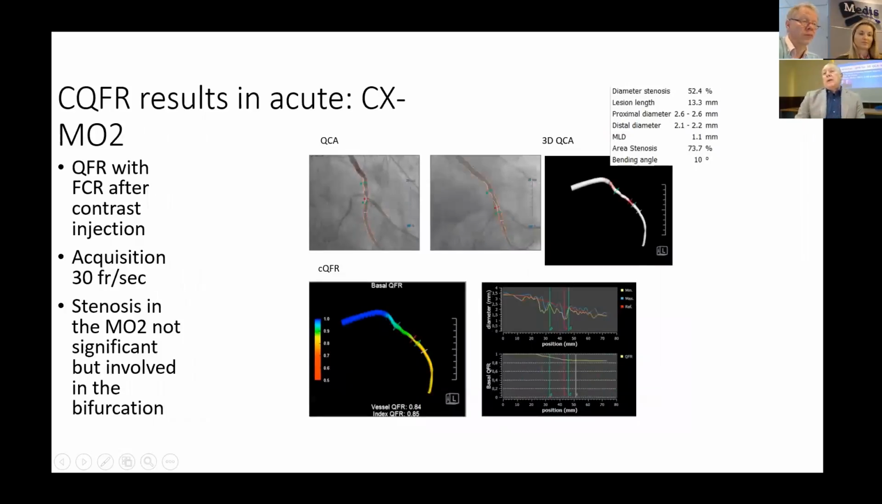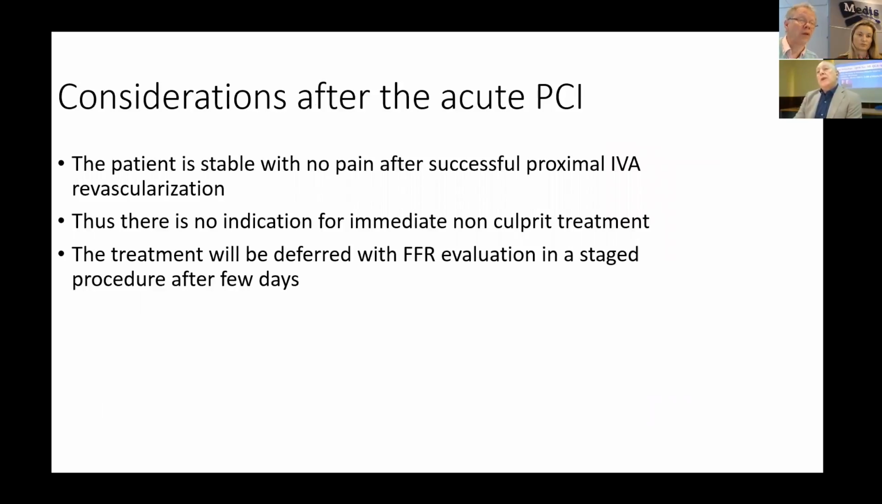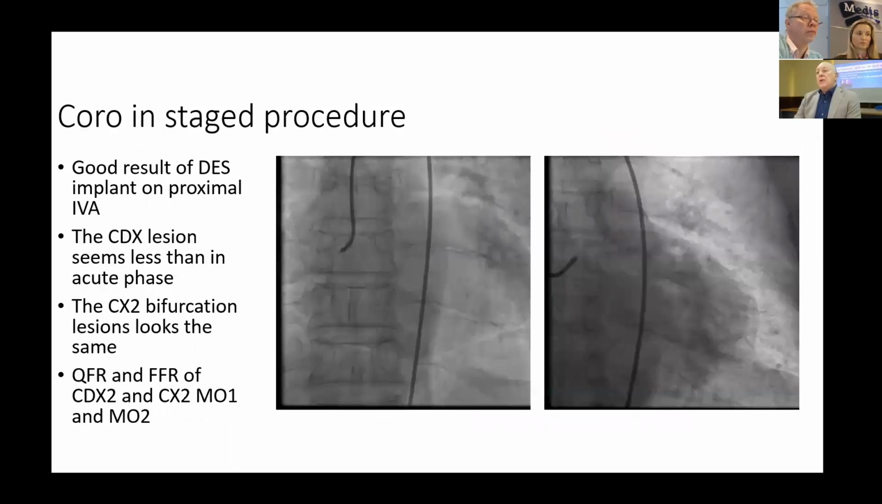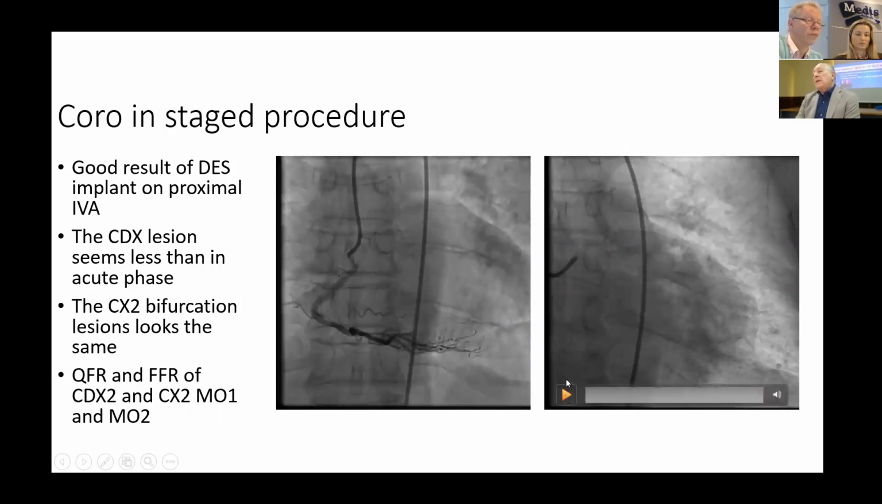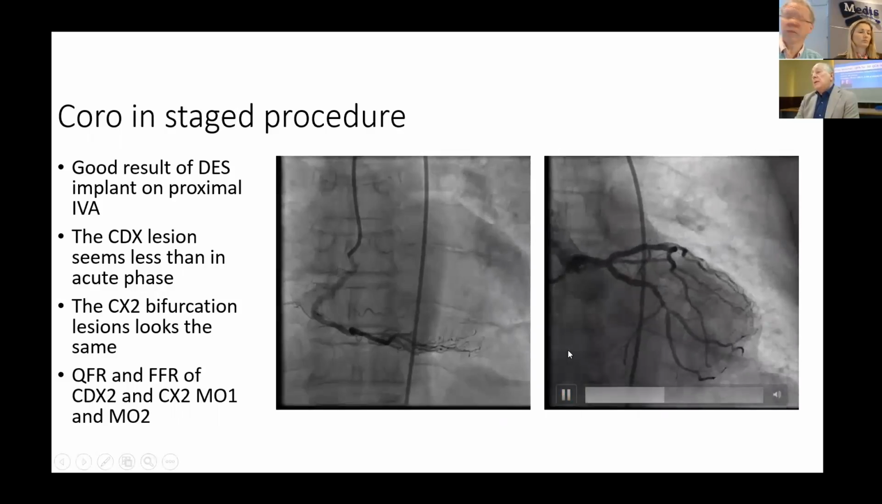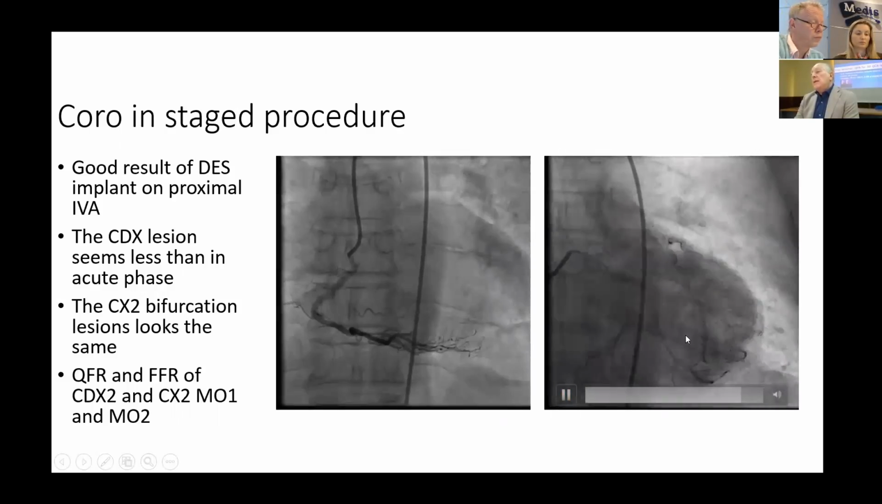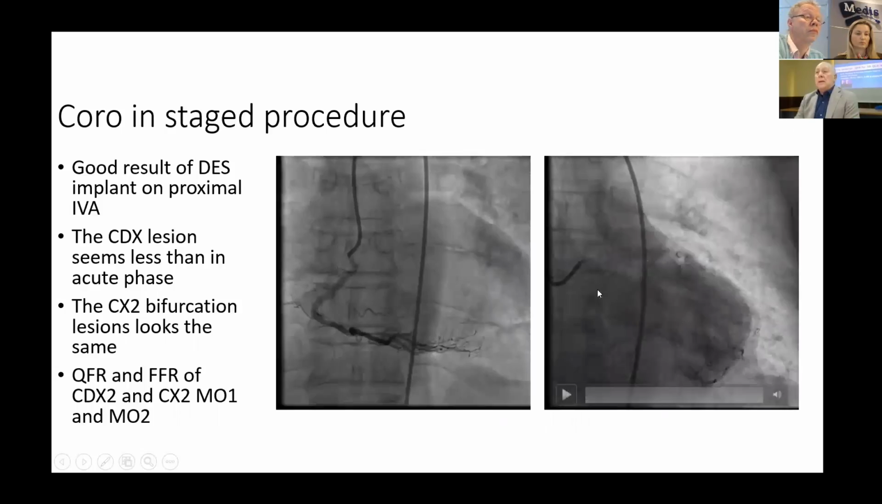Okay, after this QFR evaluation, the patient was stable, so we deferred the revascularization to a second procedure. In this procedure, we performed FFR. This is the right coronary angiogram in the staged procedure. So you see here the lesion that seems less important than in the acute phase. This is true. This happens often. This is the other lesion, good result on the LAD.